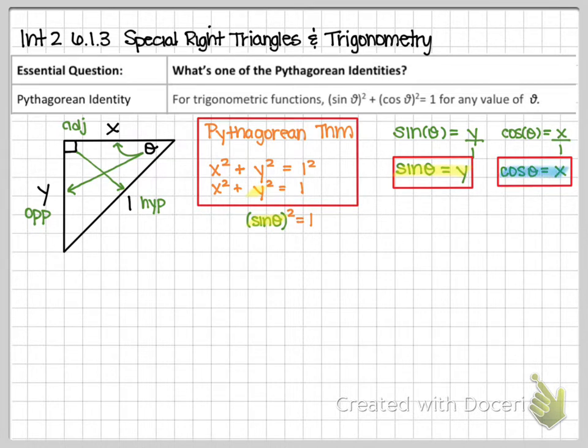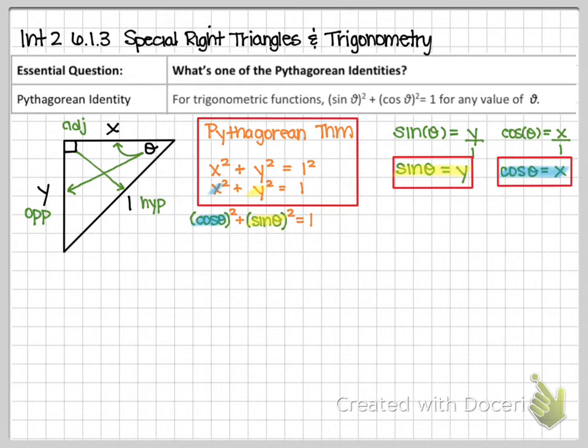So everywhere I see an x in this equation, I am going to go ahead and replace it also with cosine. So I'll do cosine of theta, replacement, bring down the squared, bring down the plus sign. So there's my replacement.